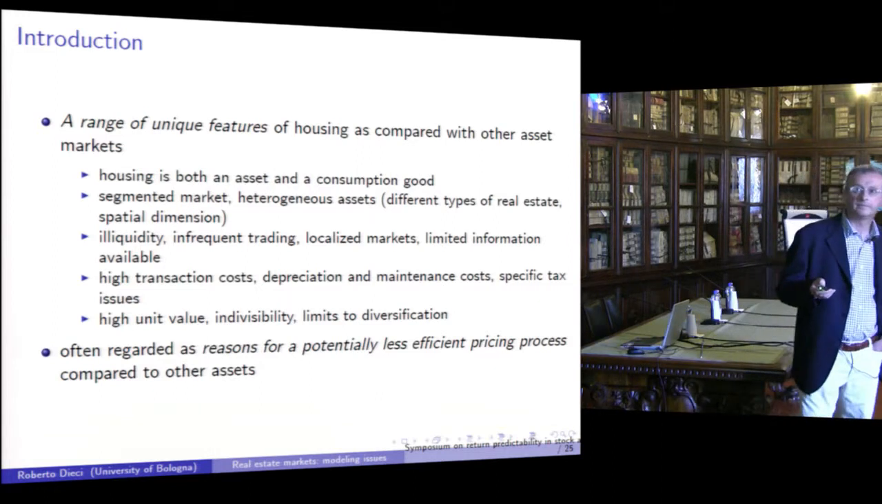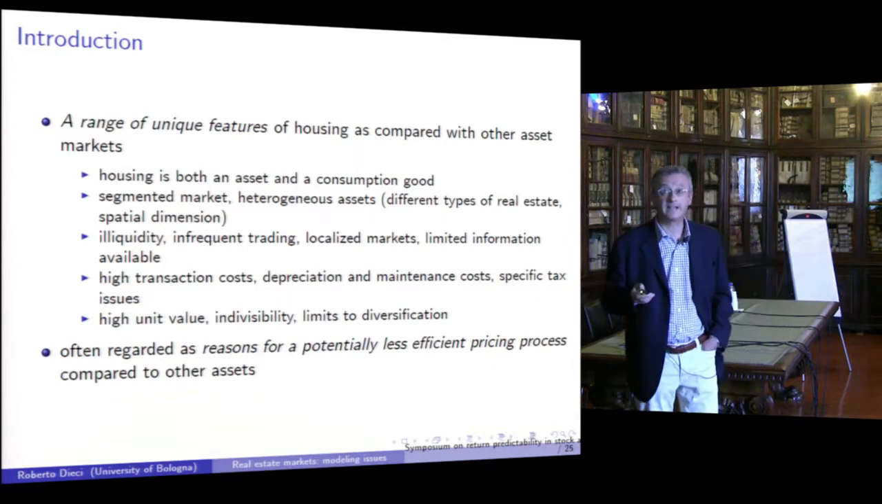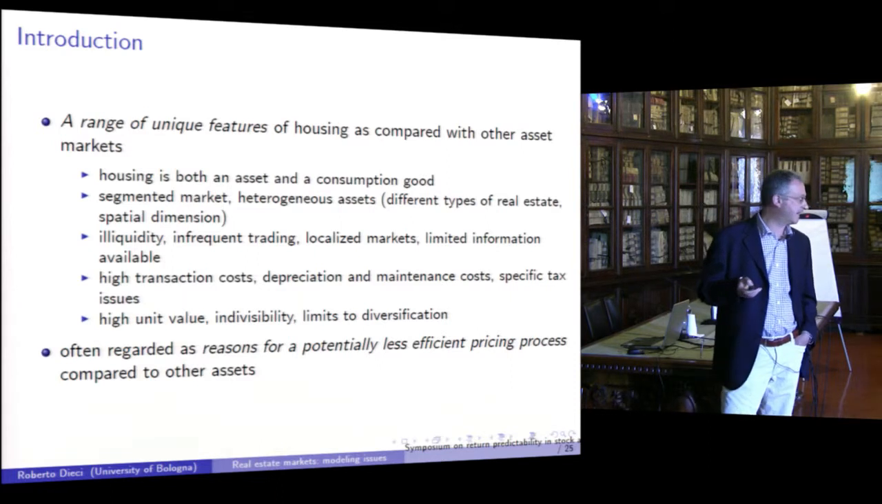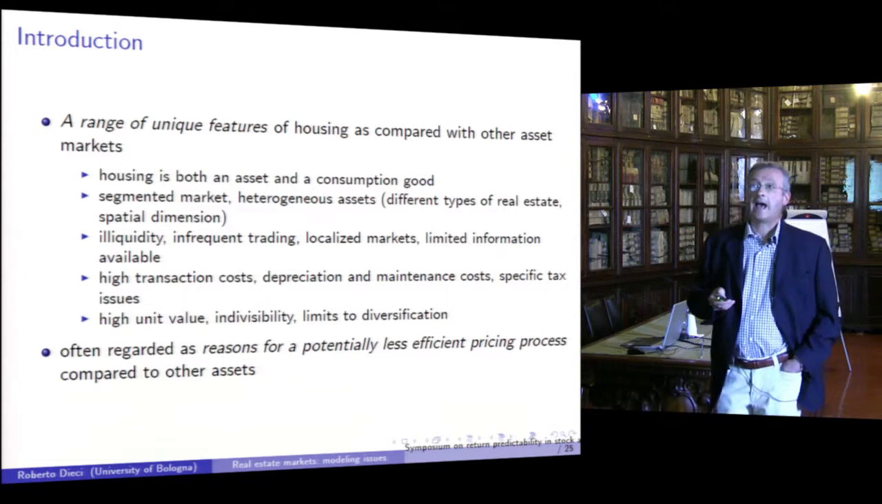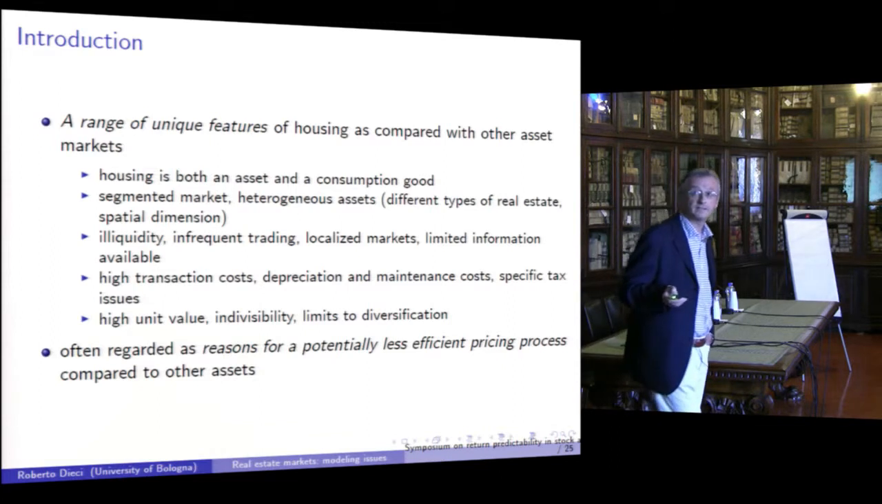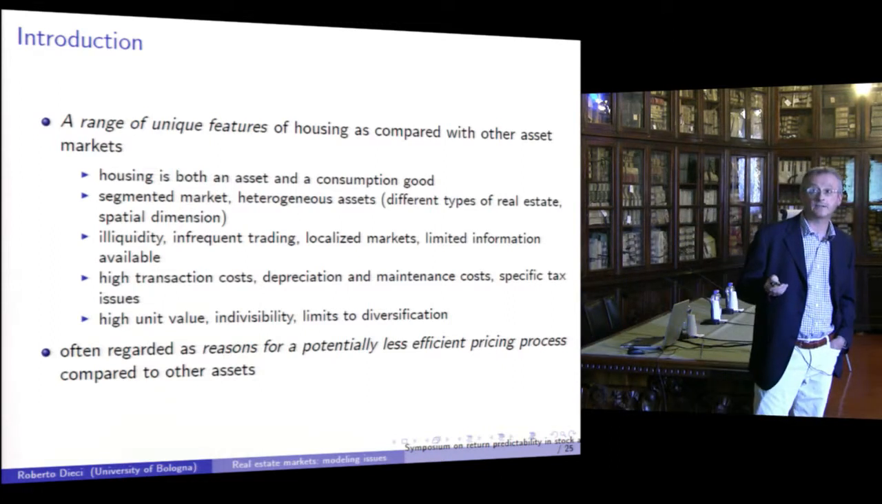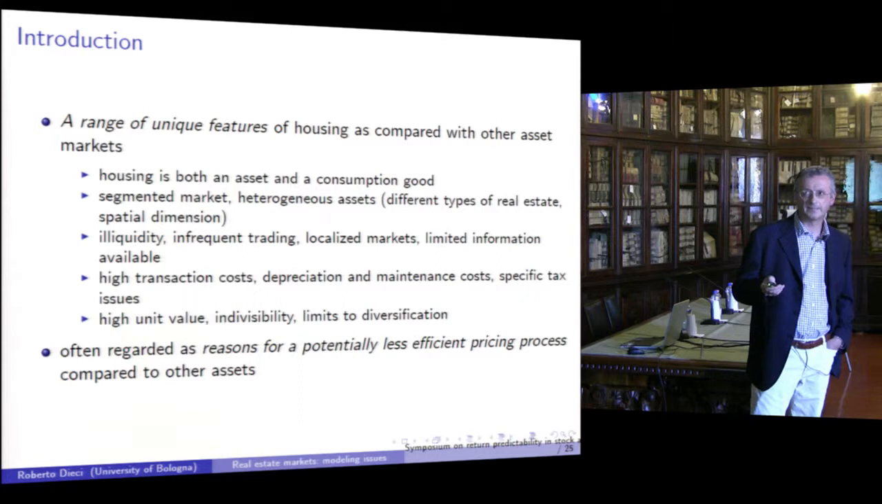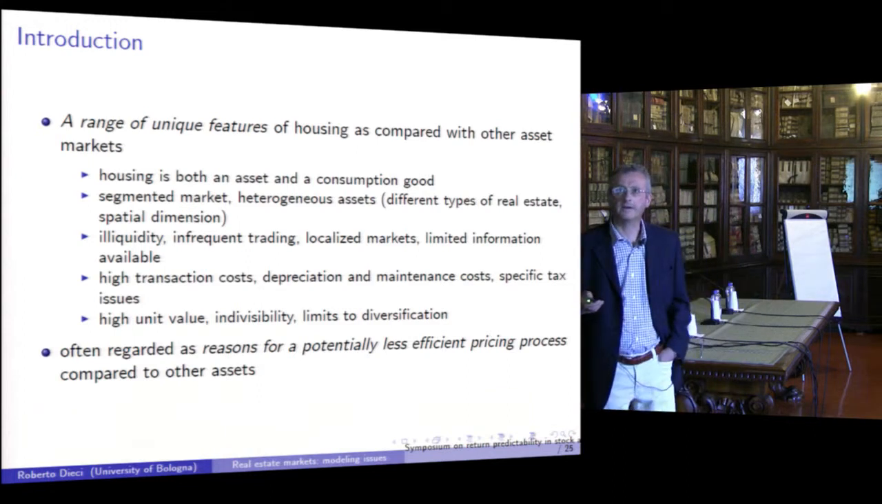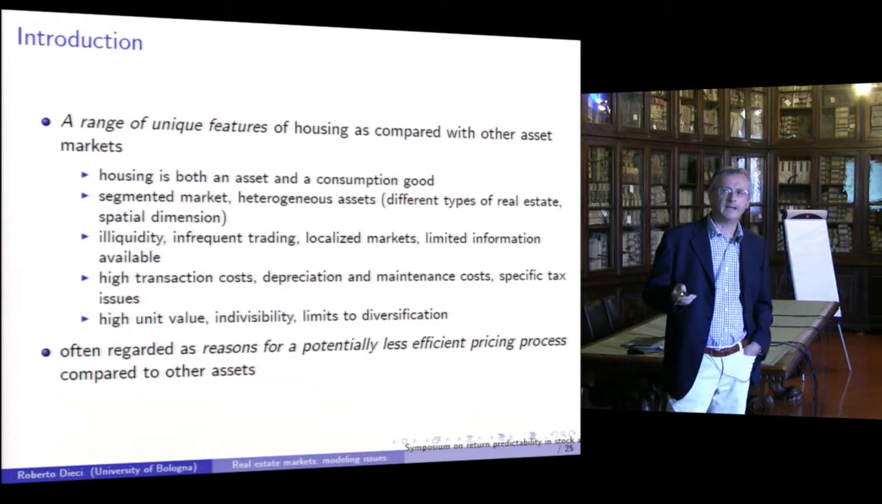And the literature very often points out that housing markets have a range of unique features compared with other asset markets. And here is a list of these features, but there are many others. Different from, for instance, stocks or exchange rates or currencies, housing is both an asset and a consumption good. Housing markets are segmented markets with heterogeneous assets. So there are different types of real estate, residential, office, and so on. Housing markets are characterized by illiquidity, infrequent trading, localized markets, limited information available.